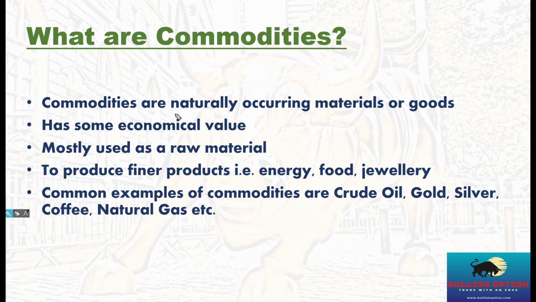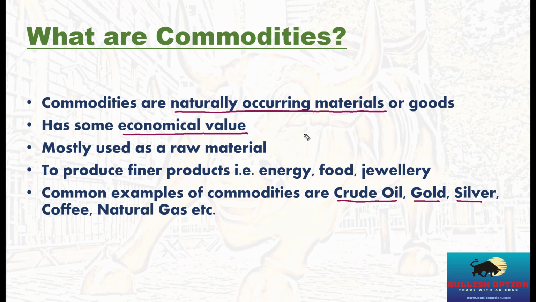So what does naturally occurring material mean? As you can understand, it is something which nature is giving us, something like we found from nature. Crude oil is mined, gold we get from the mines, silver, even diamond. So when we find these products, they definitely have some economic value. There's some demand for these kinds of things.